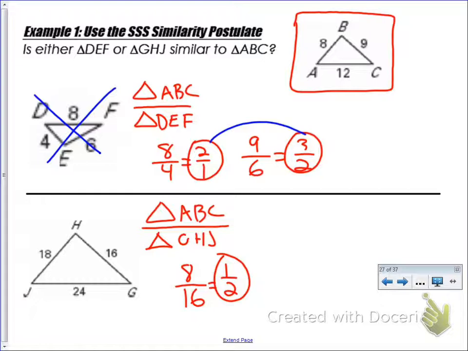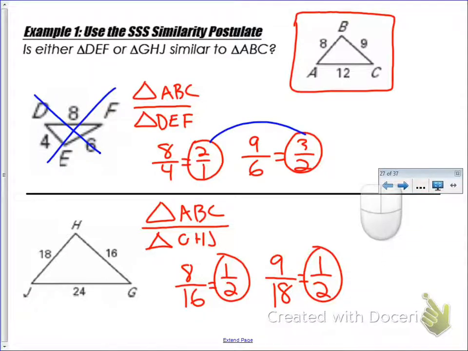Next, we'll take my next smallest side, which is going to be BC, which is 9. And that'll correspond with HJ, which is 18, which will reduce to 1 to 2. All right, so far so good. Our last ratio we need to check is going to be my biggest side from ABC, which is going to be 12, and my biggest side from GHJ, which is going to be 24, which will also reduce to 1 to 2. All right, so we've gone ahead and figured out all three of these ratios.